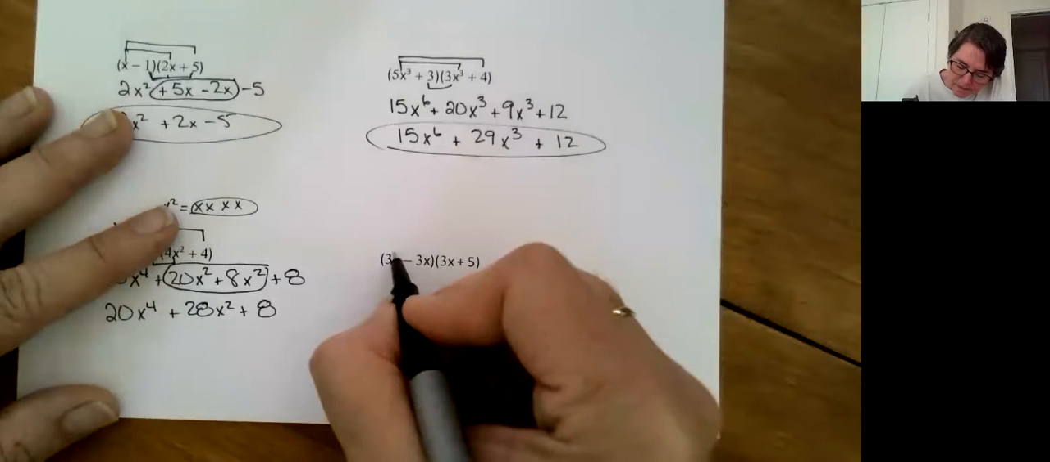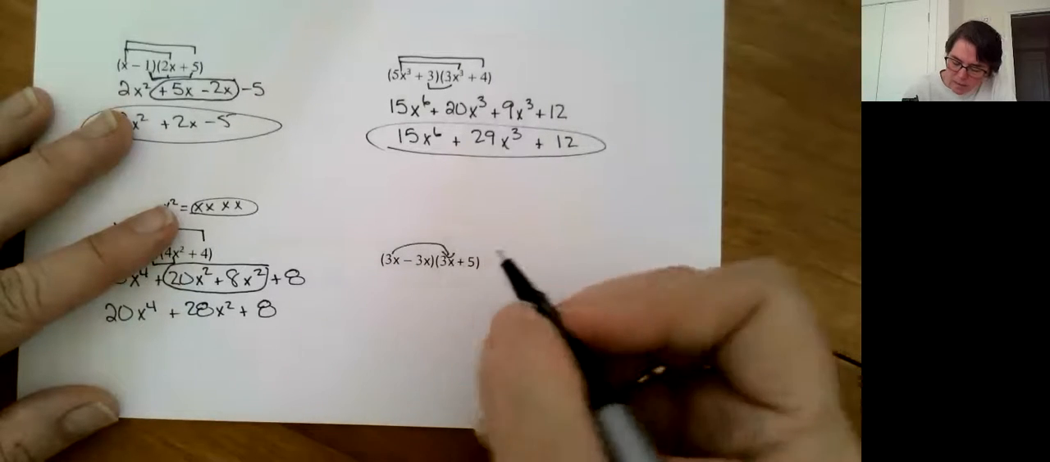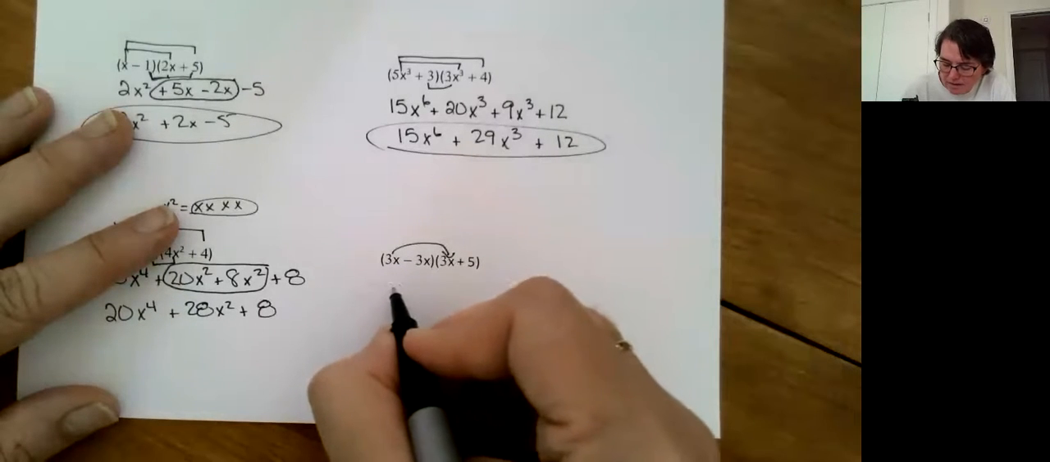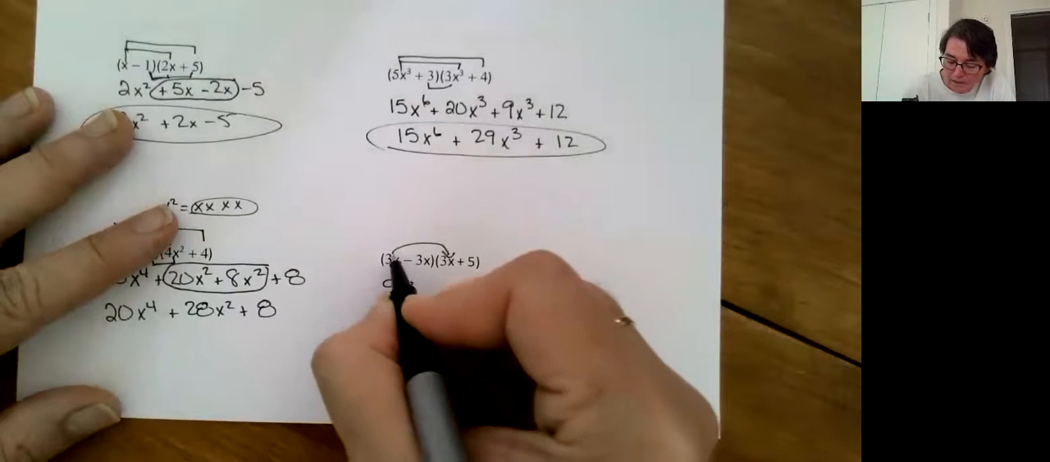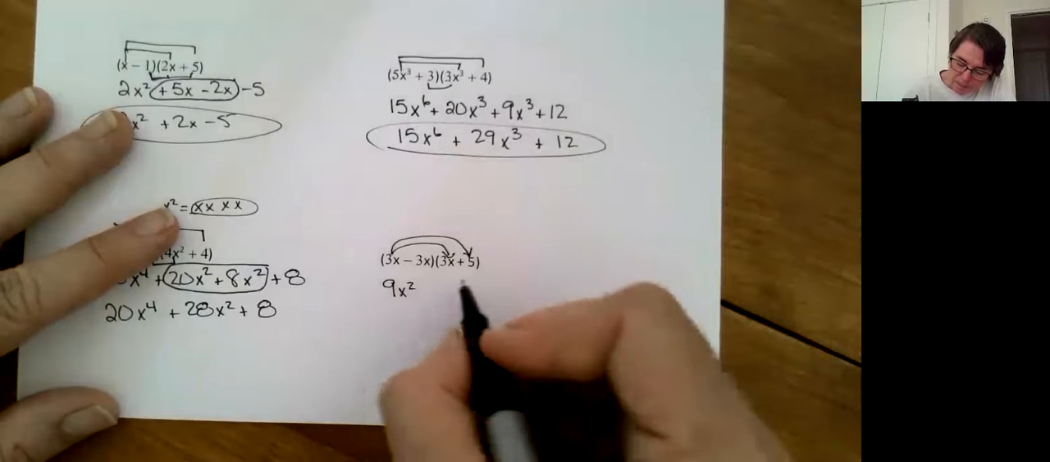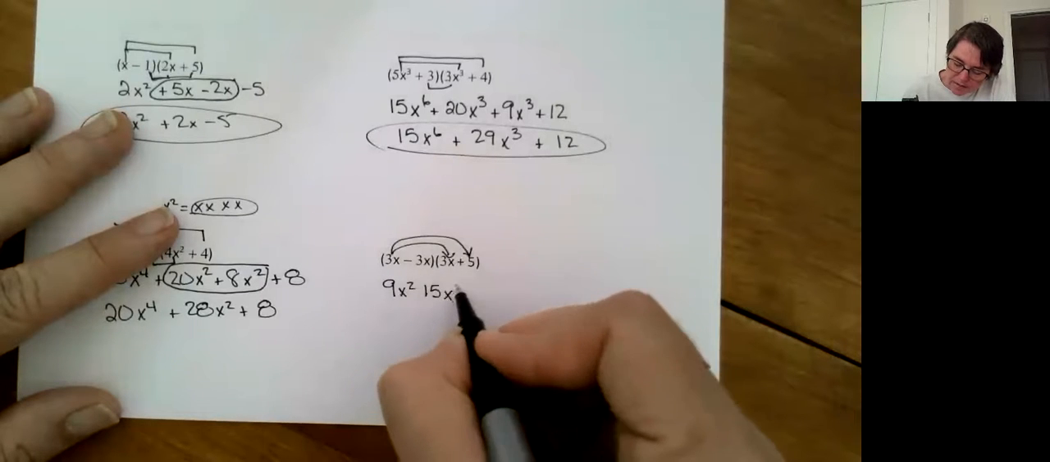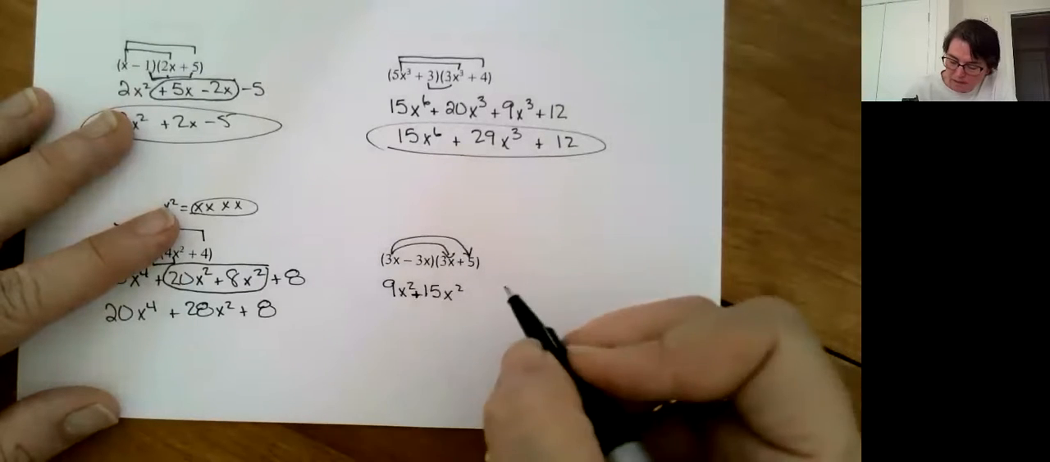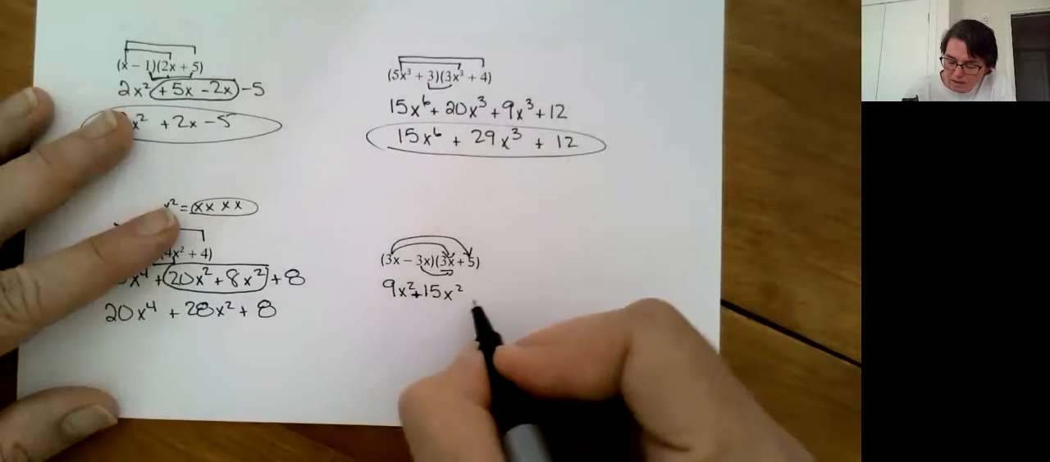Okay. 3x times 3x is going to be 9x squared. 3x times 5 is going to be 15x squared. Oops, that should be a plus in there. My bad. Now we're going to do this.